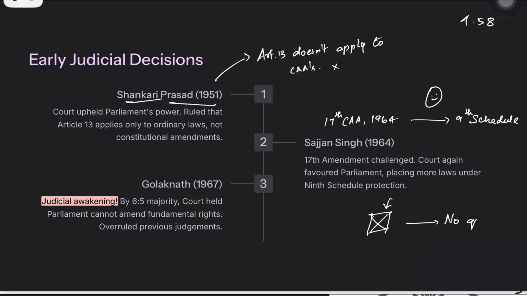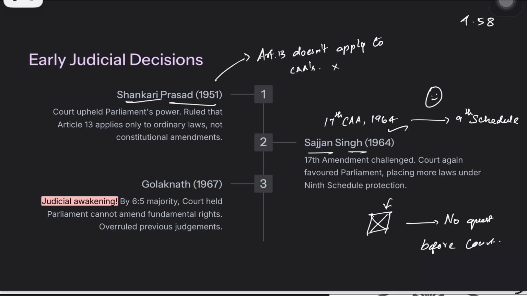The new amendment was challenged in the case called Sajjan Singh vs. State of Rajasthan 1964. And again, the court did not flinch. It held that the judgment given in Shankari Prasad was constitutional, and it also upheld the validity of the 17th Constitution Amendment Act. After this incident, the matter again reached the court, and now the court is on its feet.